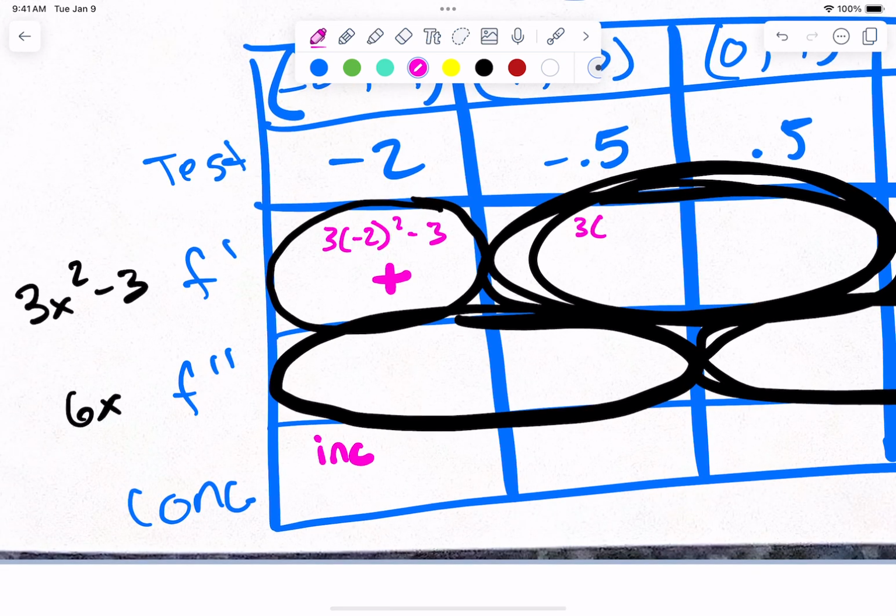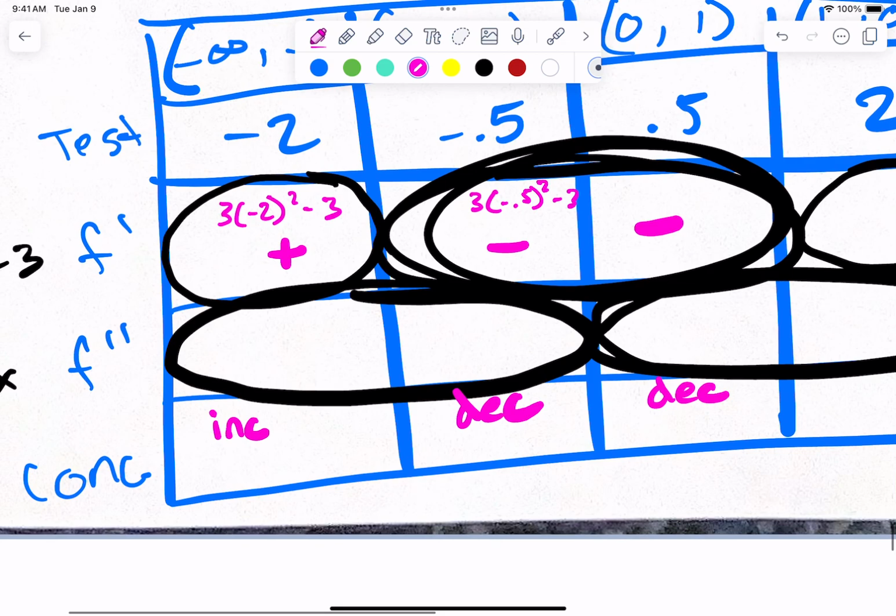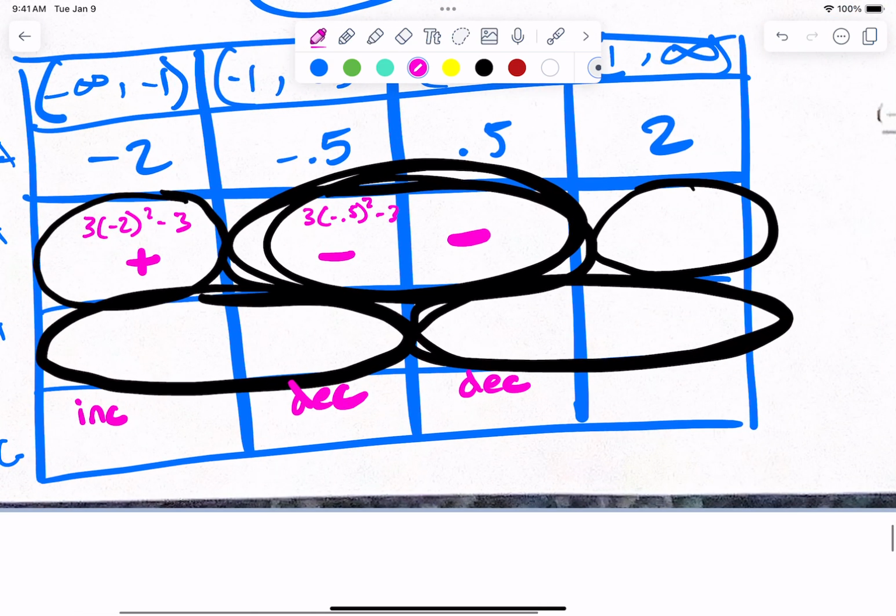Okay, let's go over to negative 0.5. So 3 times negative 0.5 squared, minus 3. 0.25 times 3 is 0.75. 0.75 minus 3 is negative. So decreasing. And this one's negative also because it's in the same bubble, so decreasing as well. If I plug in positive 2, it's going to be the same thing as negative 2.